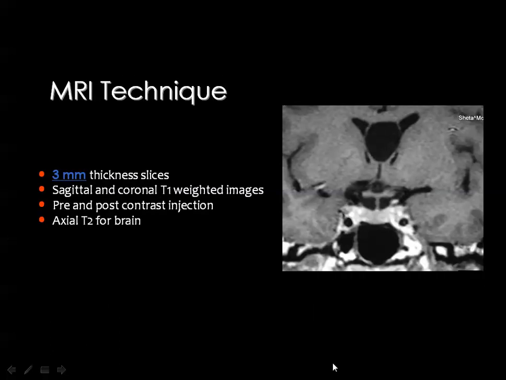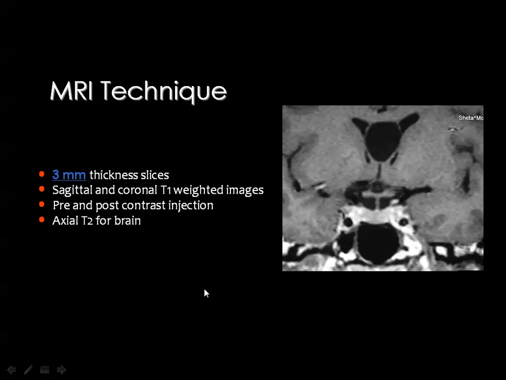Then in order to have an MRI scan of the pituitary gland or the region of the sella, we usually obtain the scans at 3 millimeter slice thickness. We usually have the sagittal and the coronal T1 weighted images before and after intravenous contrast injection, and also we have an axial T2 or FLAIR images for the brain.